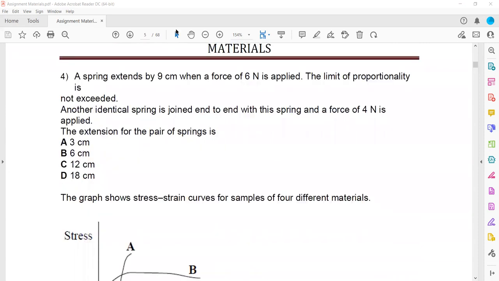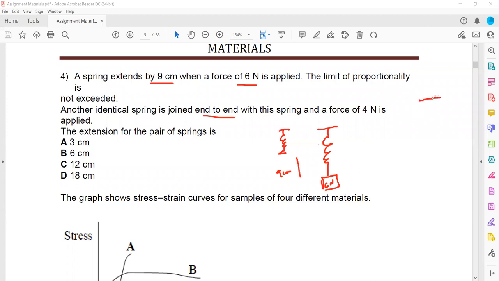In question 4, a spring extends by 9 centimeters when a force of 6 Newtons is applied. The limit of proportionality is not exceeded. Another identical spring is joined end to end with the first, and a force of 4 Newtons is applied. What is the extension of the pair? First, we attach a load of 6 Newtons, and the increase in the size of this spring is 9 centimeters.